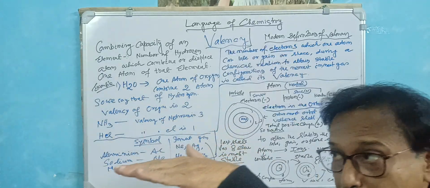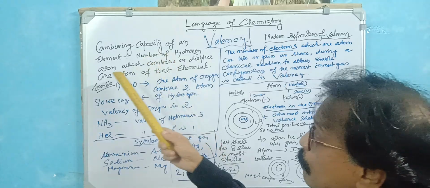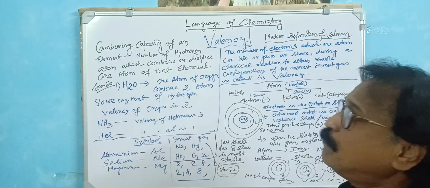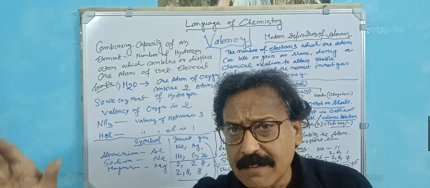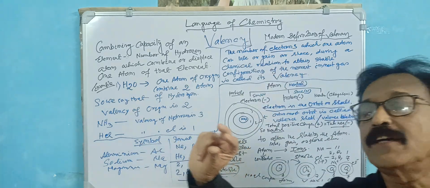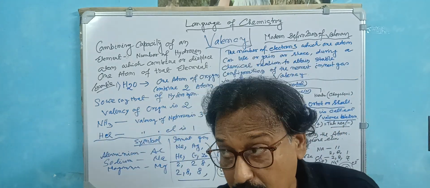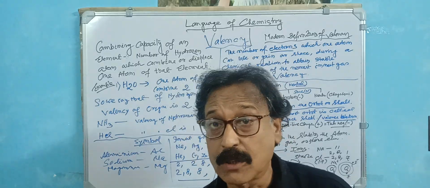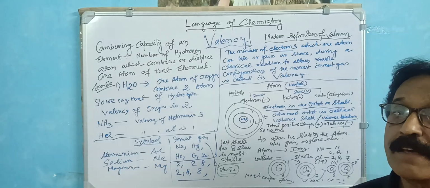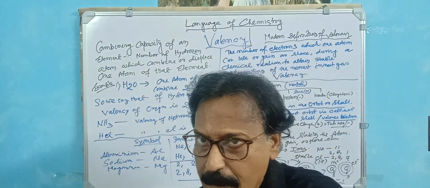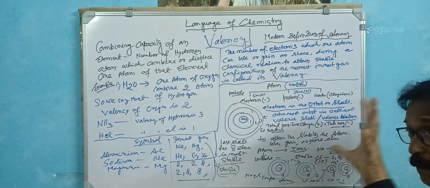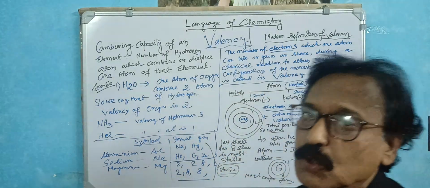The parameter here is the number of hydrogen atoms which combine with or displace one atom of that element. That means the scale is hydrogen. One atom of any element combines with how many hydrogen atoms, or displaces how many hydrogen atoms. That is the basic concept, the scale of hydrogen.